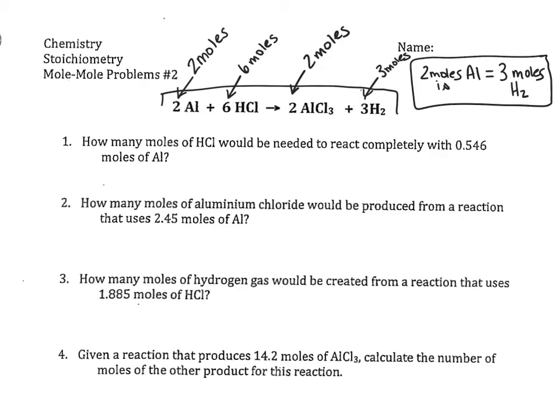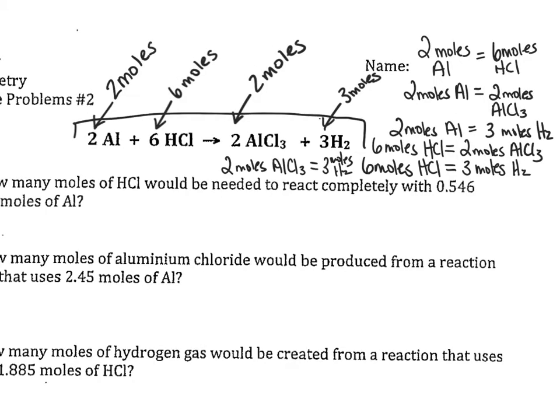Take a second, pause this, discuss with your shoulder partner for a minute some other relationships that you can come up with based on looking at this equation here. If you look, there's actually a lot of different relationships you can come up with. 2 moles of aluminum is going to need 6 moles of hydrochloric acid to react with, and 2 moles of aluminum is going to need 3 moles of aluminum chloride to react with. Or we can also see that 2 moles of aluminum is going to produce 3 moles of water.